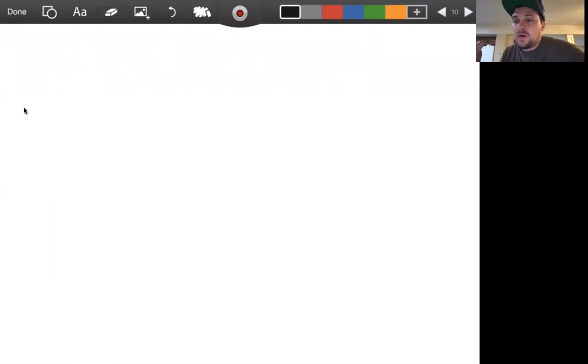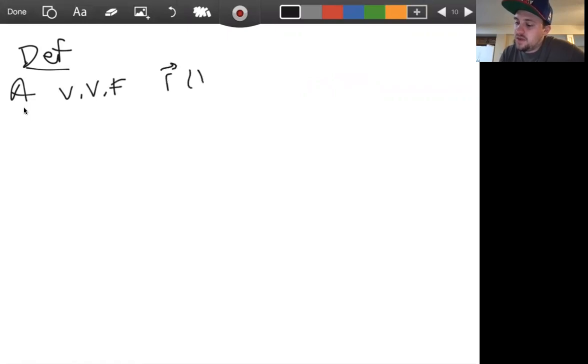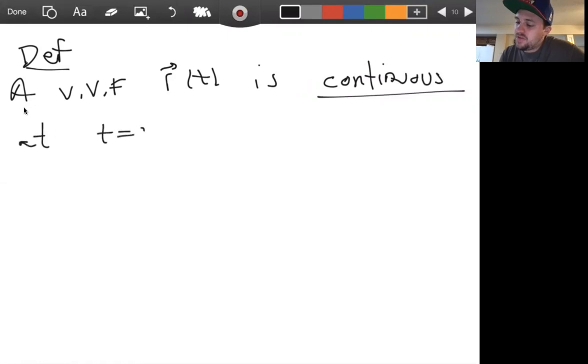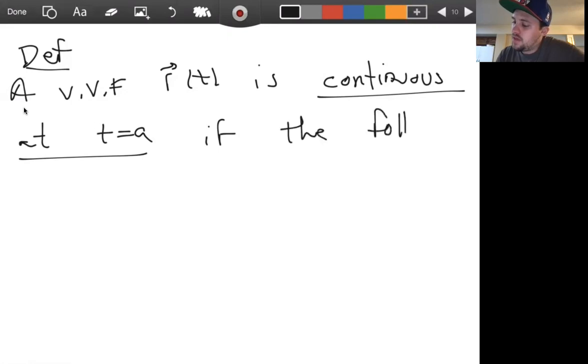Now, I want to quickly define continuity of a vector valued function, and then we'll break, and in the next video, we will have the necessary tools to talk about calculus of vector valued functions. So let's give a quick definition to wrap up the video. A vector valued function, r of t, is continuous at t equals a if the following 3 conditions hold.